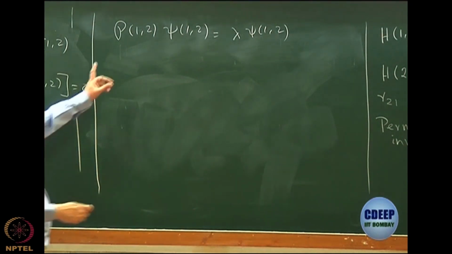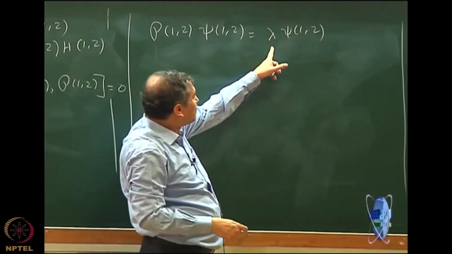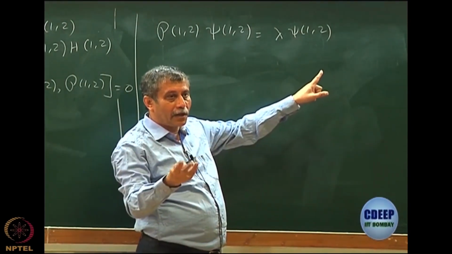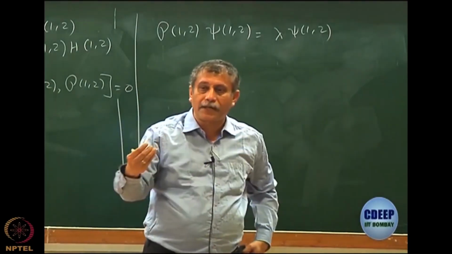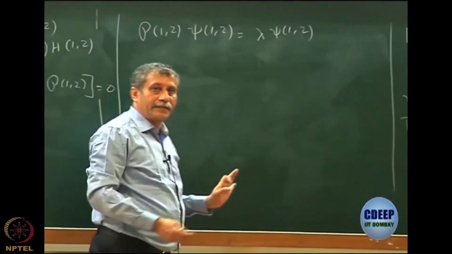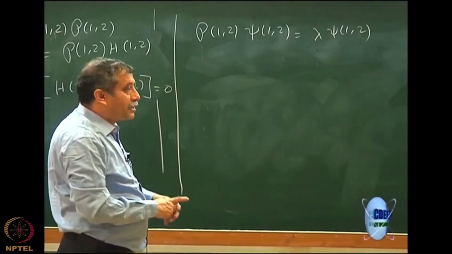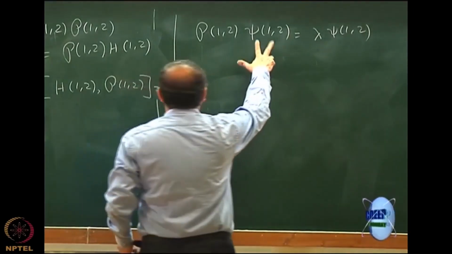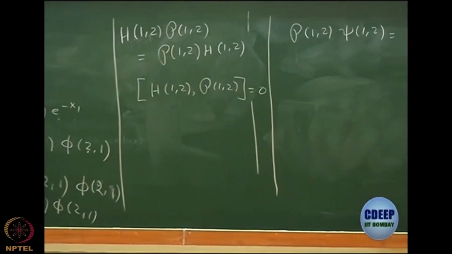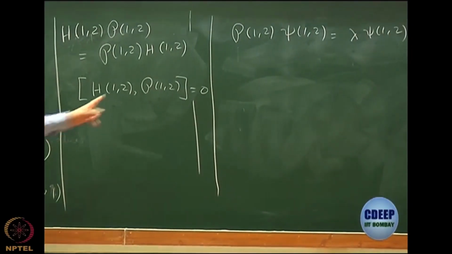This psi is an eigenfunction, hence I am saying that the operator acting on psi of 1 2 gives you a number times psi of 1 2. So, that is the eigenvalue equation, right. Operator acting on a function gives you a number times the function. This is the eigenvalue, this function is the eigenfunction, right. So, we know this. The reason we are analyzing this is that we know that this psi will also be an eigenfunction of the Hamiltonian because of this commutation rule, right. So, let us see how this looks like.